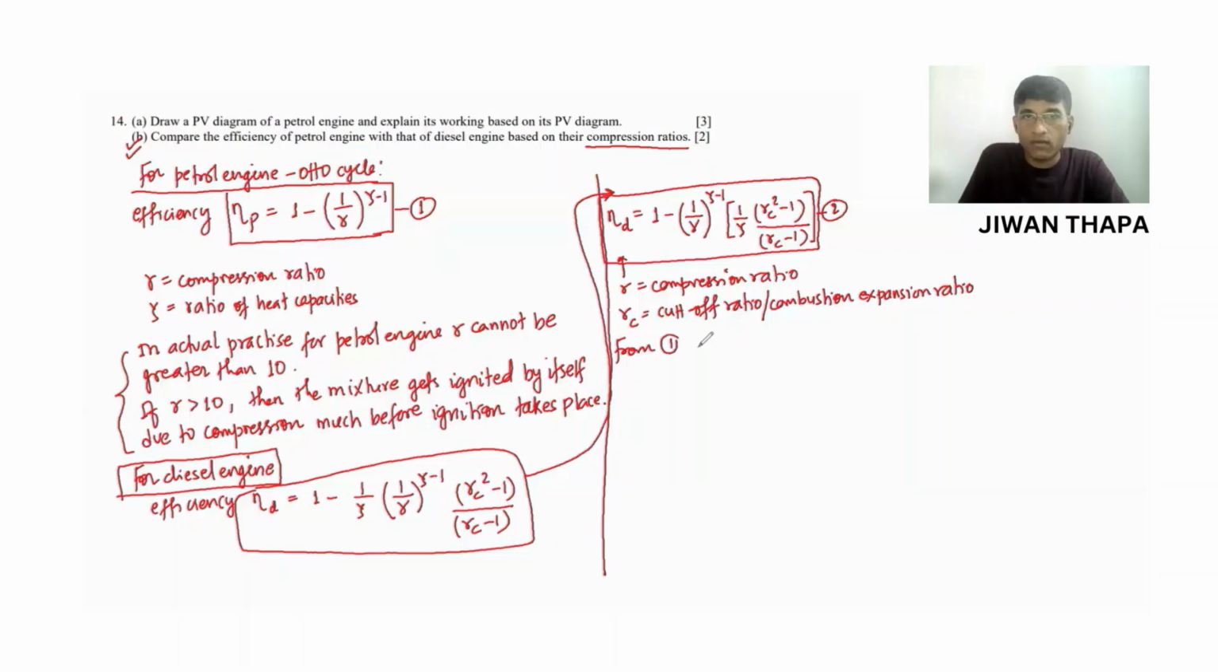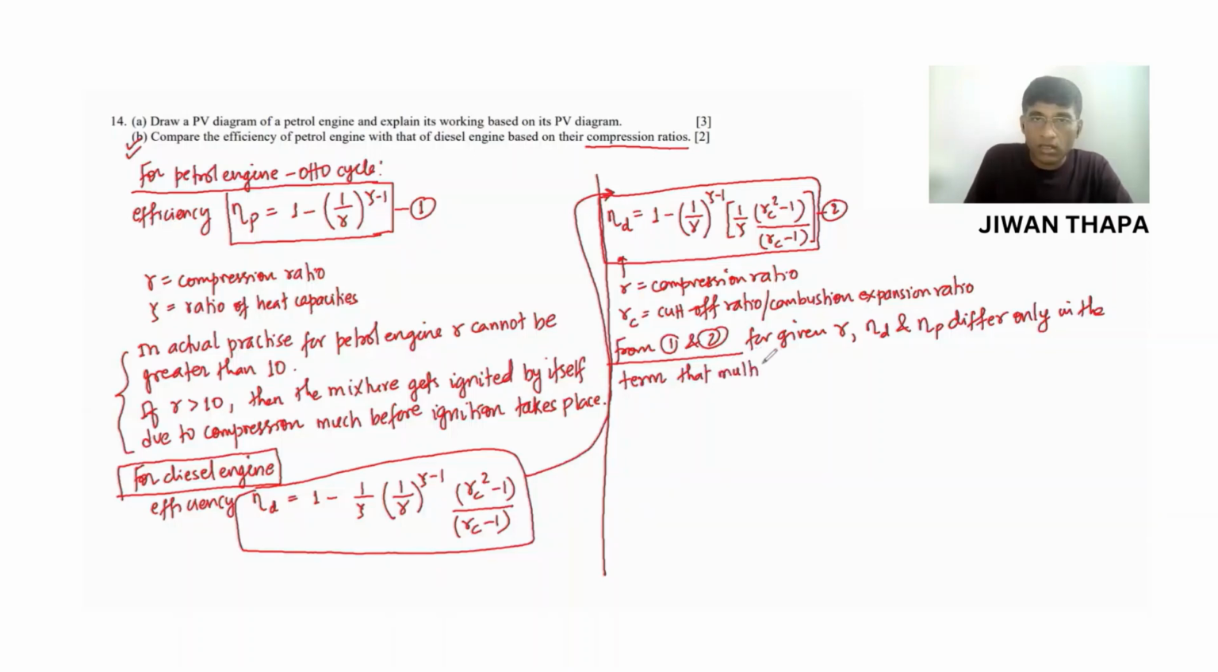Now, if we compare equations 1 and 2, what do you find? For a given r, that is, if r is constant or has the same value for both petrol and diesel engine, we find that the efficiency of diesel and the efficiency of petrol differ only in the term that multiplies 1 by r whole power gamma minus 1.